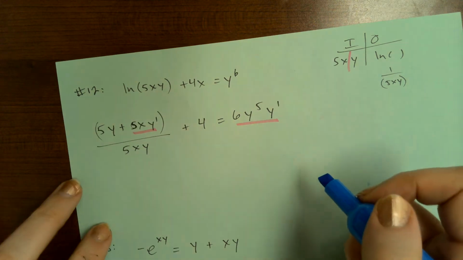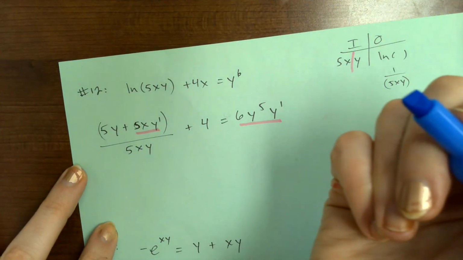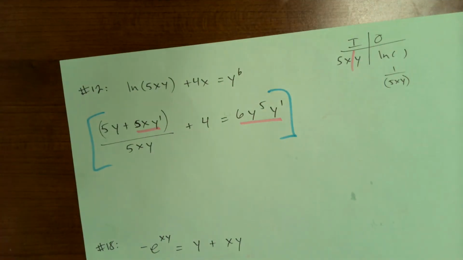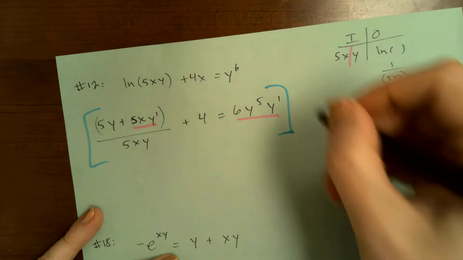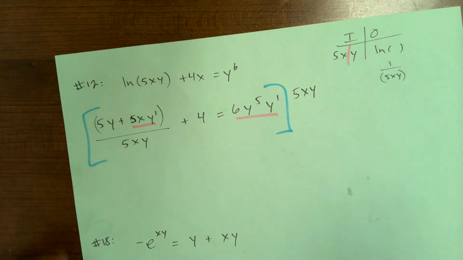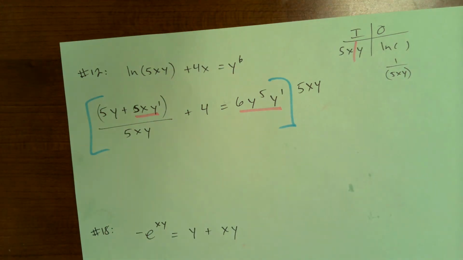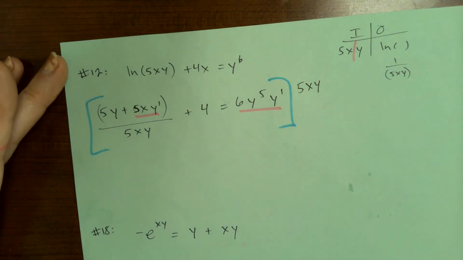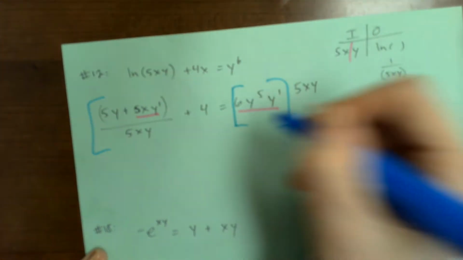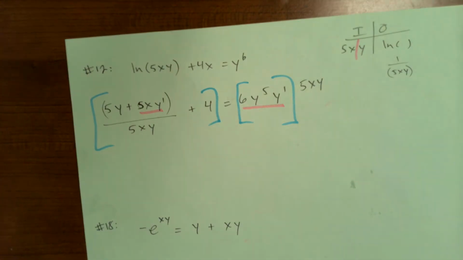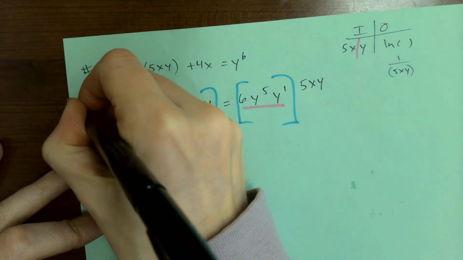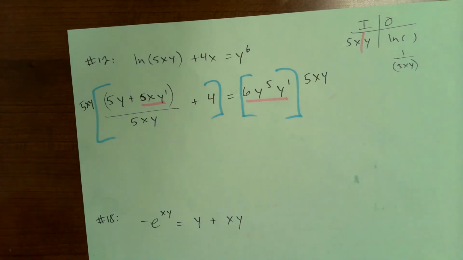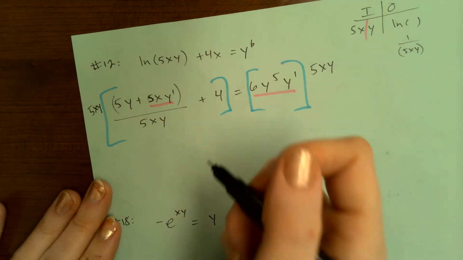So I'm going to multiply, I guess I'll multiply this whole thing by 5xy. I'm multiplying every term of the equation by 5xy. You know what, let me do it like this. This is probably more exact if I do both sides. All right, so I'm multiplying both sides of this by 5xy because that's going to allow me to cancel this denominator. And then that's going to get me closer to getting my y prime terms on the same side.